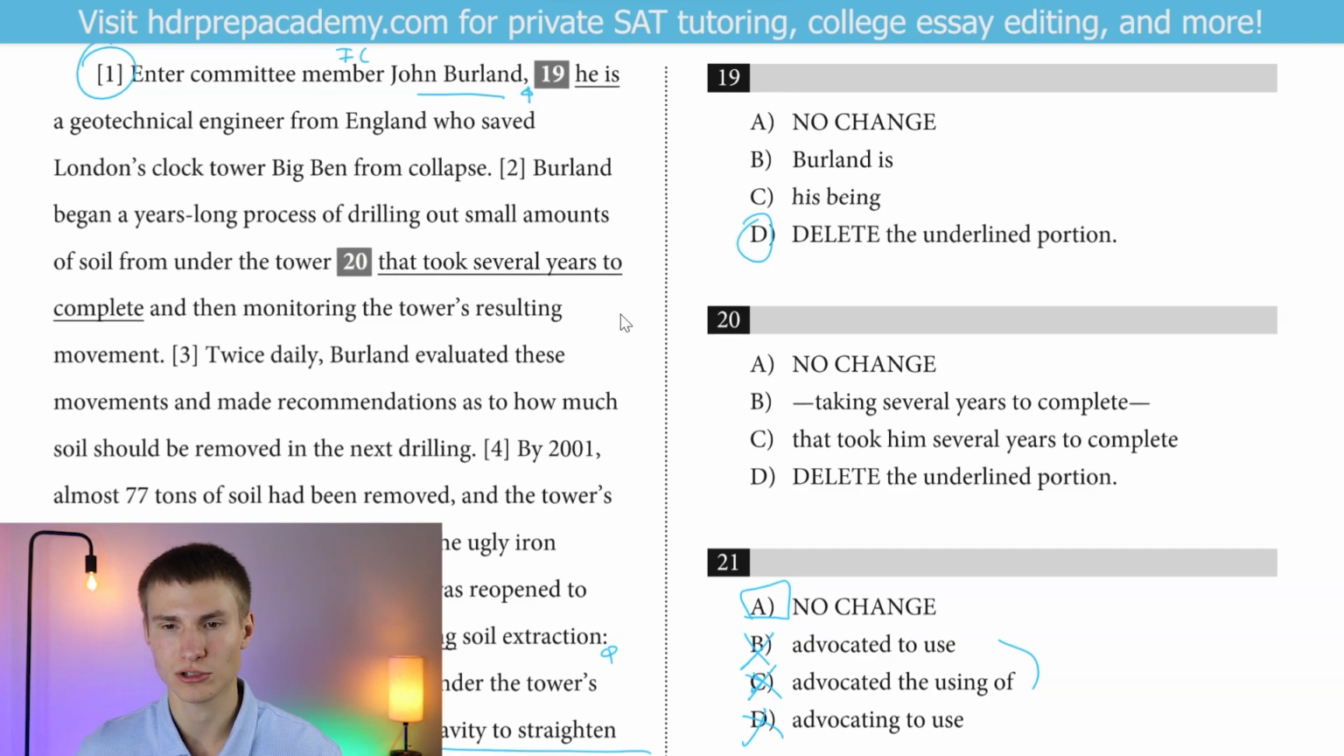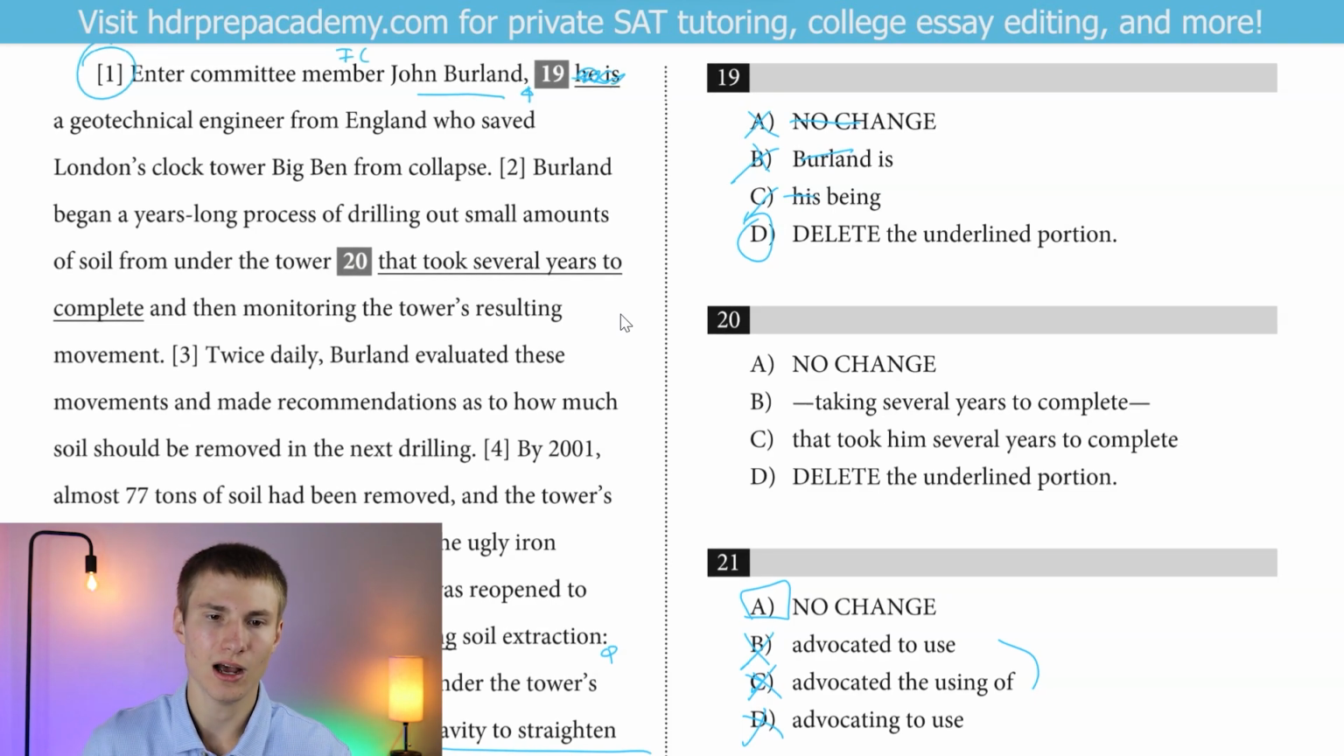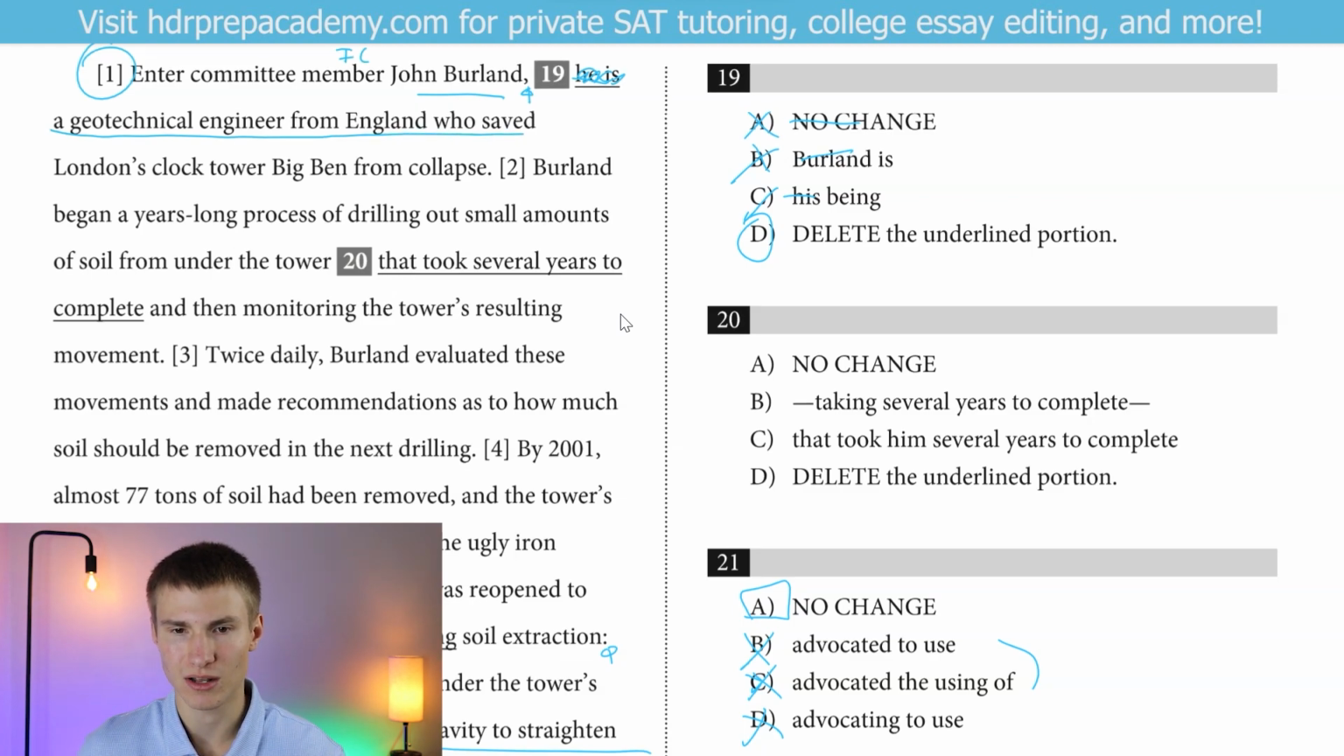We just delete the underlined portion, right? We don't need to repeat Berland. We don't need to say his. We don't need to say he is. We know who we're talking about. So we can just take out that underlined portion and then have this appositive describing John Berland, a geotechnical engineer from England who saved London's clock tower Big Ben from collapse.